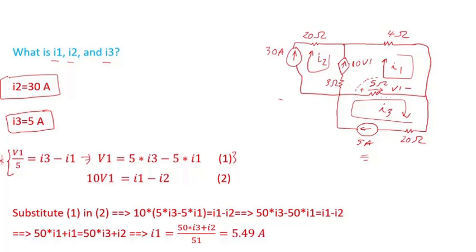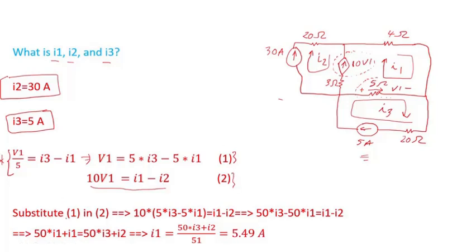Then I can write another equation around this dependent current source. So this current here, 10 times V1, is equal to I1 minus I2. So that's what I wrote here, and I called it equation 2.